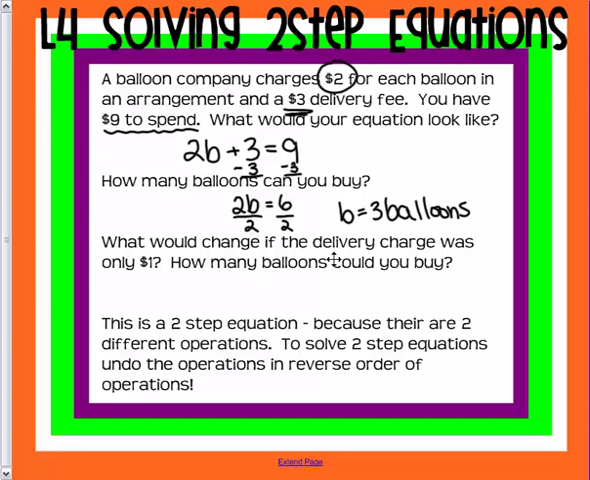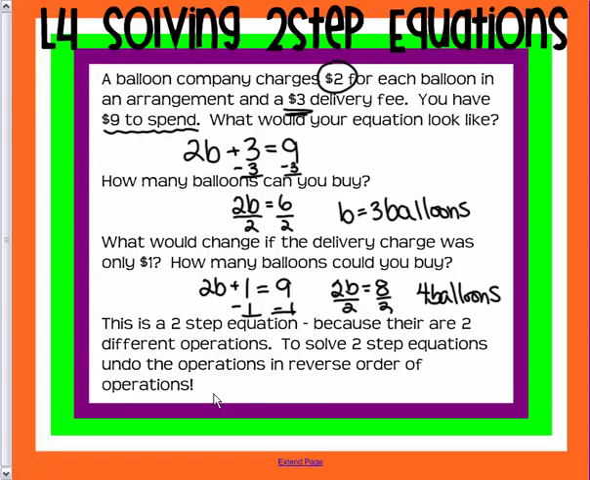What would change if the delivery charge was only $1? The amount of balloons that we could buy would increase because we are only spending $1 now on the delivery fee. So if we take the delivery fee off, we're left with $2 per balloon equaling $8. So we can divide $8 by 2, and we know we're going to get 4 balloons.